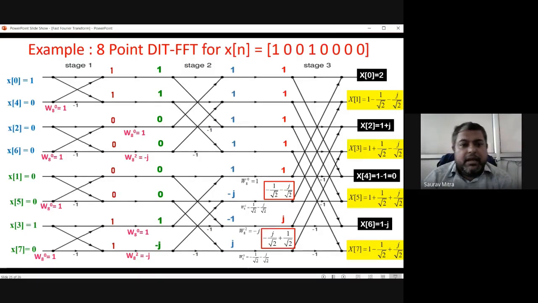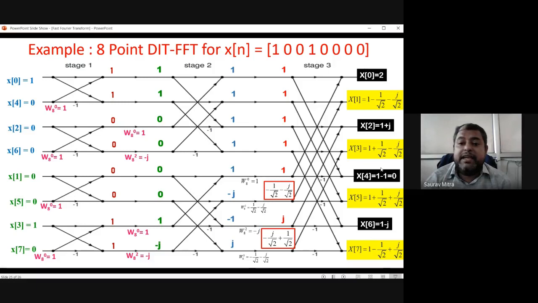Okay, if they're asking a theory question on 8-point DIT FFT, fine. If they're asking numericals directly, you can solve it, and you can check that X1 and X7 are complex conjugates, X2 and X6 are complex conjugates, X3 and X5 are complex conjugates, X0 is nothing but the addition of all the terms in xn, and X4 is nothing but the alternate plus-minus of all the terms in xn.